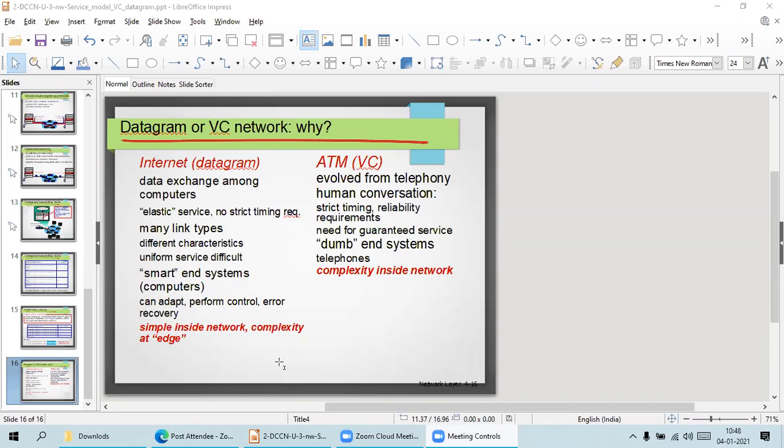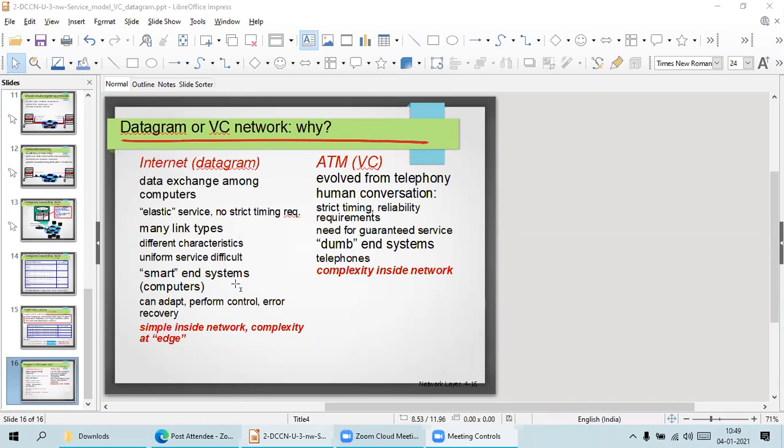Now, here, elastic service, no strict timings required, whereas ATM has strict timing and reliability requirements. Why? Whenever a particular person is calling, the other person has to attend the call. Otherwise, ATM will not work. But here you can post some information, a message, a WhatsApp message or something else. Whenever he connects to the network, only then is he going to receive that.